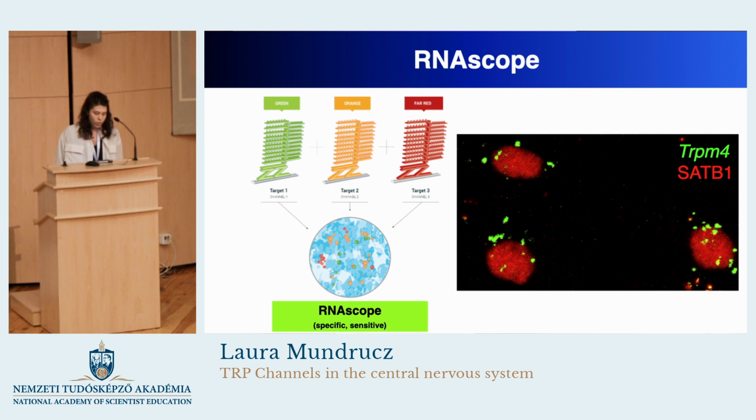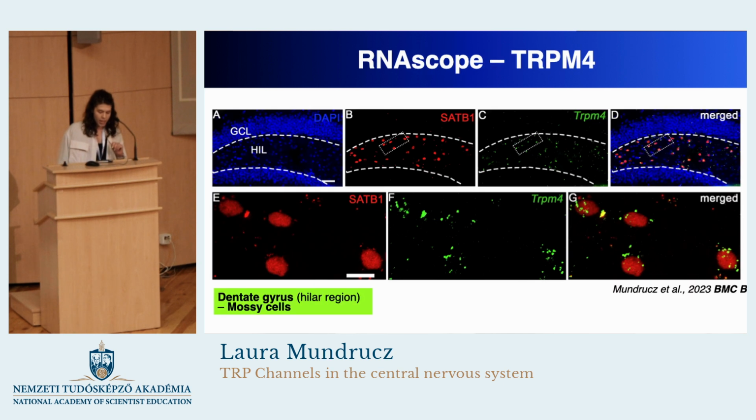First of all, to localize these channels, we used RNAscope in situ hybridization. This is a very sensitive and specific technique to detect even very small amounts of mRNA transcripts. As you can see in this example, the TRPM4 channel mRNA transcripts are shown in green, and the picture is co-stained with SEDB1 that stains most cells. We'll talk about them a little bit later on. But the main point here is that these TRPM4 mRNAs are transcribed and expressed by these SEDB1 stained mossy cells. So the two TRPM channels I mentioned are going to be TRPM4 and TRPM3. Let's see a little bit about them.